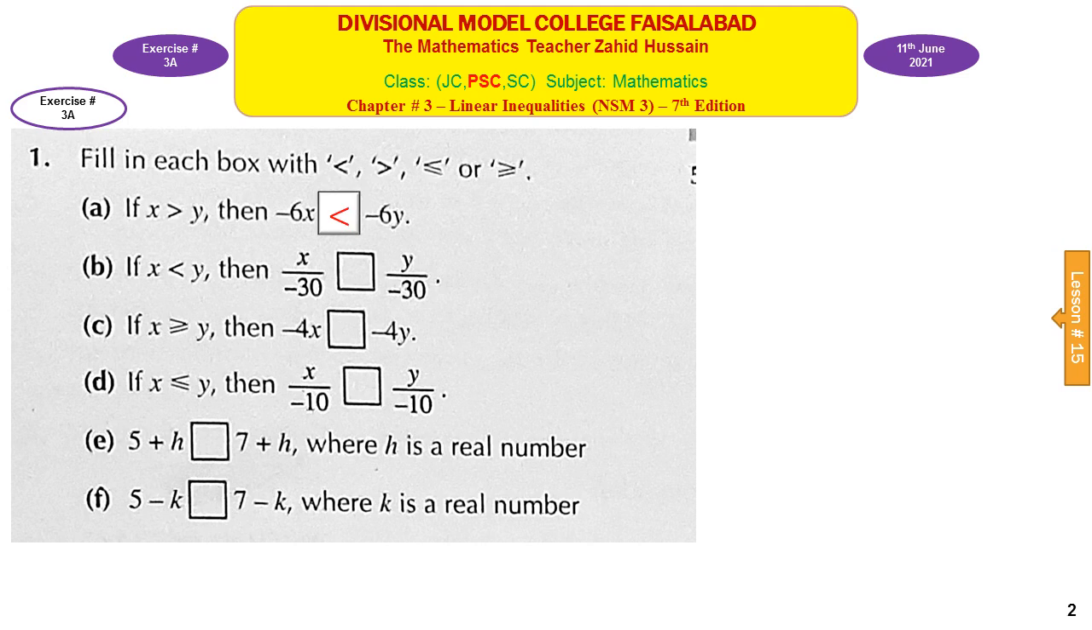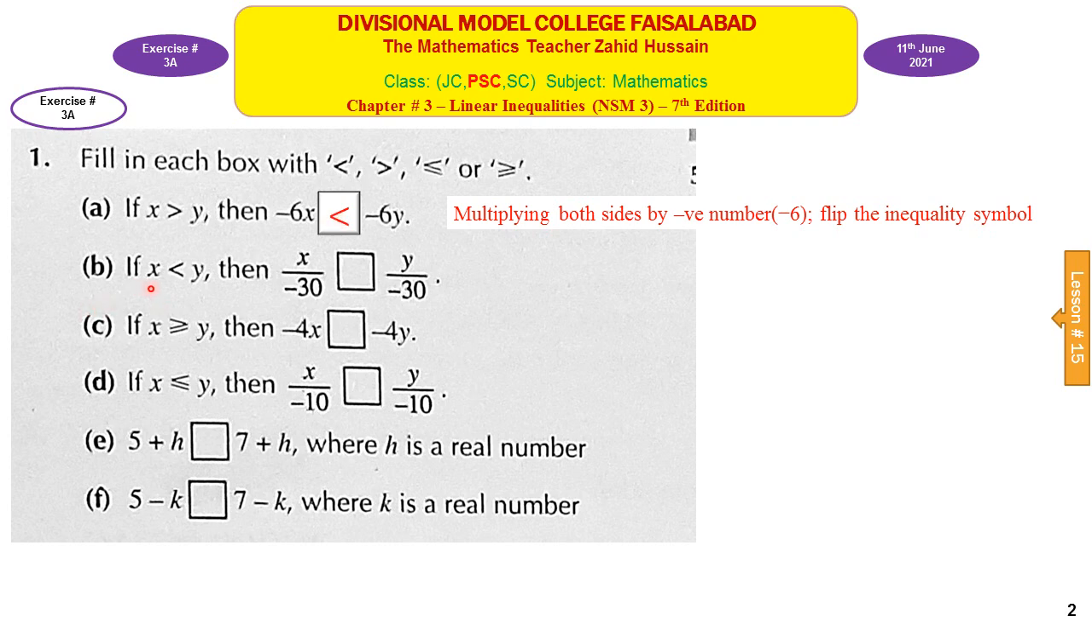Our rule is that multiplying both sides by a negative number flips the inequality sign, changes the sign of inequality. Because here we are multiplying both sides of this inequality by minus 6, which is a negative number, so this sign of inequality will be changed. Here there is greater than, in the box we will write less than.